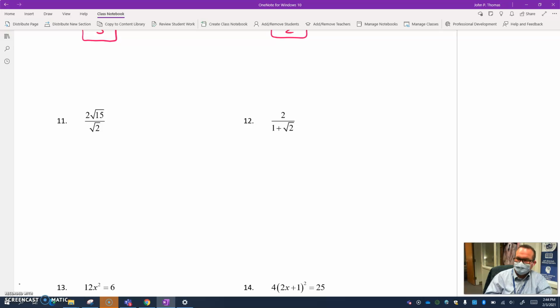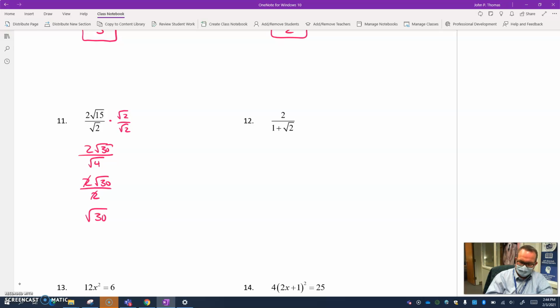Looking to the next one, again, we want to rationalize that denominator. So we're going to multiply top and bottom by root 2. On top I get 2 root 30. On the bottom I get root 2 times root 2, which is root 4. That's 2 root 30 over the square root of 4, which is 2. Those 2's cancel, so I'm at root 30.